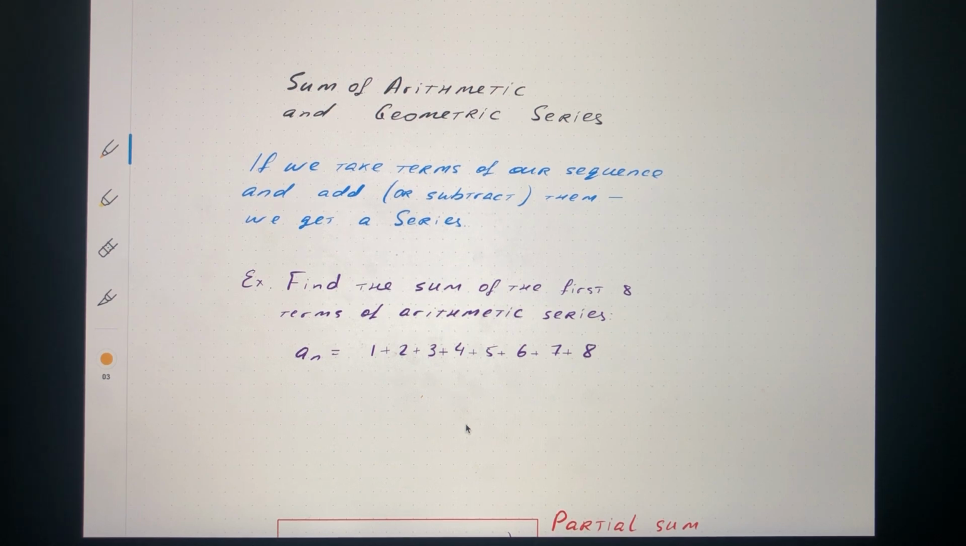So if we look at the first number and the last number and we add them up together, that comes out to be 9. If we look at the inside, 2 plus 7, that's also 9. 3 plus 6, that's also 9. 4 plus 5, that's also 9. So all we are doing is adding a bunch of 9s. How many of them are we adding? Well, we're adding them in 2s, and there are 8 numbers. So we have half of the 8, which is 4. So we have 9 times 4, which is 36. And that's the sum of this particular arithmetic series.